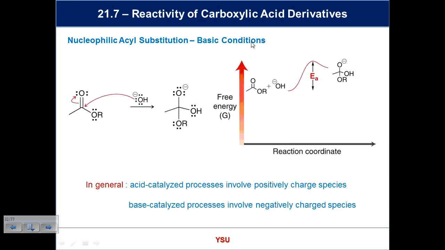base. The difference in this is that we think of acid as being attacked. We think of nucleophiles as doing the attacking. It switches kind of roles.